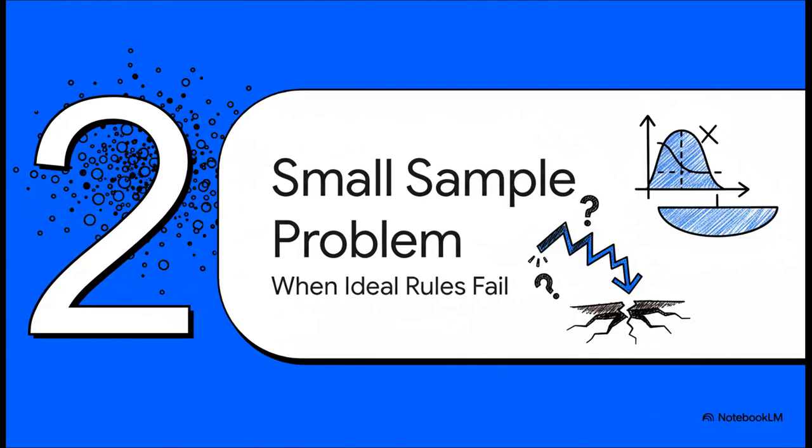Okay, but what happens when we don't have that luxury? What if our sample size is way below that magic number of 30? What do we do when those perfect, ideal conditions just aren't there? This is where things get tricky.